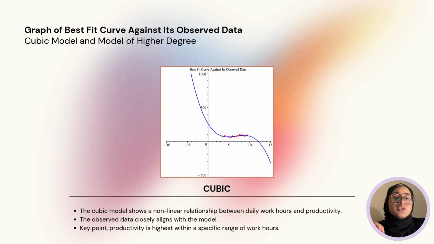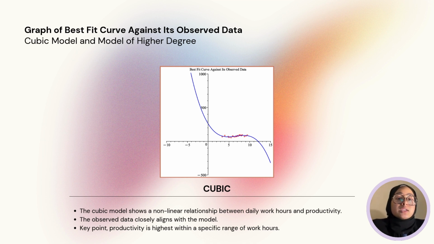For the third model, which is the cubic model and model of higher degree, the cubic model shows a non-linear relationship between daily work hours and also productivity levels. So we can observe that the data is closely aligned with the model. This actually shows productivity increases initially with work hours, peaking around 5 to 6 hours, then declines after 10 hours due to maybe fatigue or lack of energy because of the long hours of working.